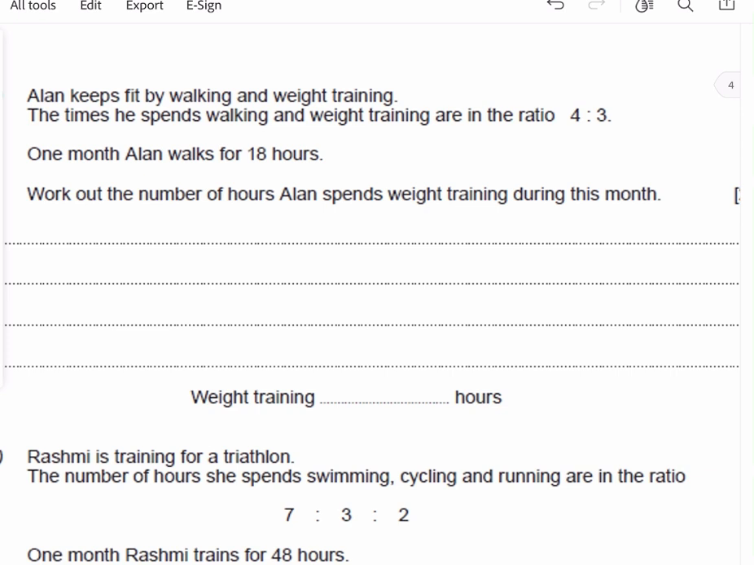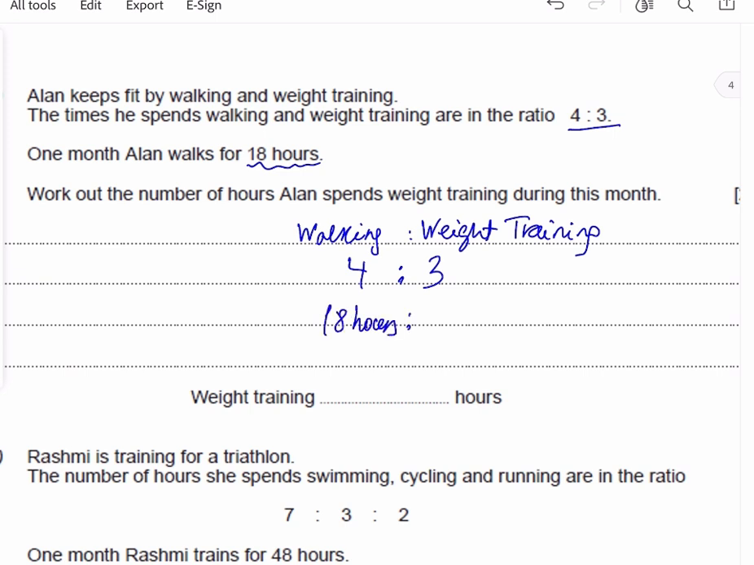Alan keeps fit by walking and weight training. The time he spends walking and weight training are in a ratio 4 to 3. 1 month, Alan walks for 18 hours. So work out the number of hours Alan spends weight training during this month. So I'm going to write the ratio first. And one part of the ratio is given to us. It's 4 to 3. And we know what 4 means. That is 18 hours.